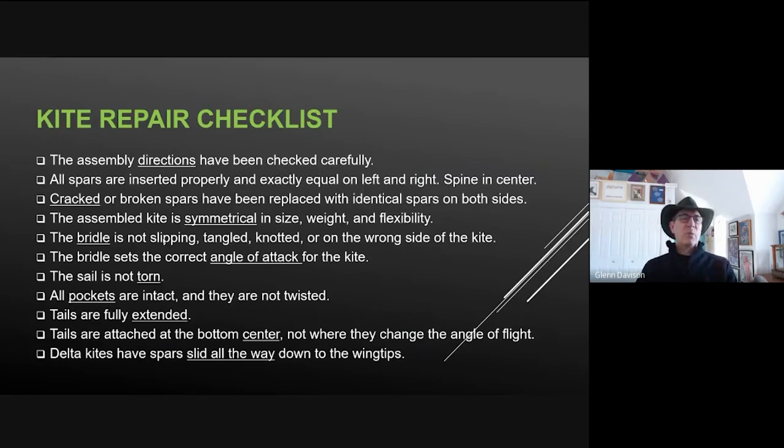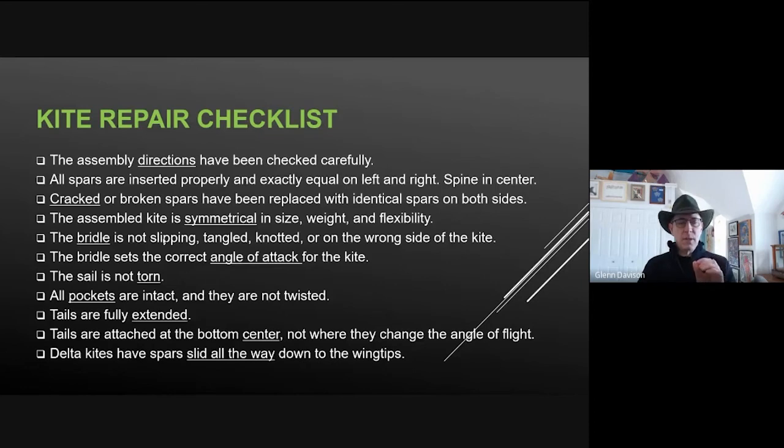So here's a kite repair checklist. Check the directions. That's really for our beginners that take a kite out of the bag and ignore the directions and make mistakes. Make sure that all spars are inserted properly. Make sure that the spars go all the way into the pocket, that they're equal on the left and the right side. Make sure that the spine is in the center. Make sure that you replace cracked or broken spars with identical spars.